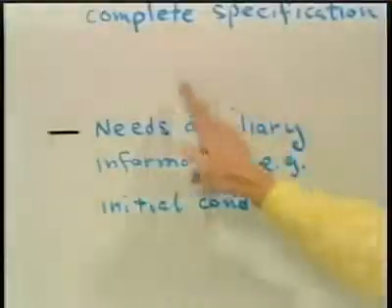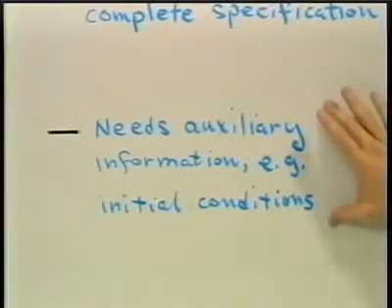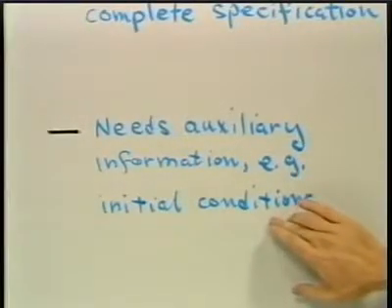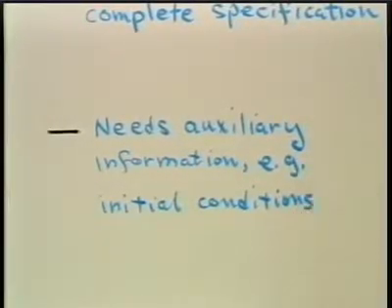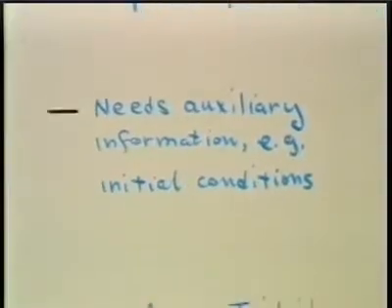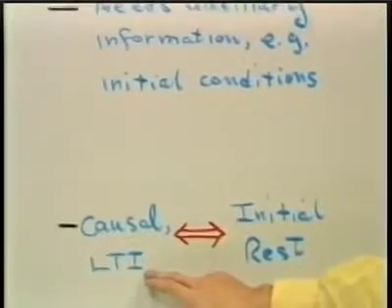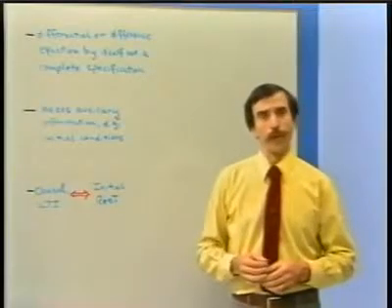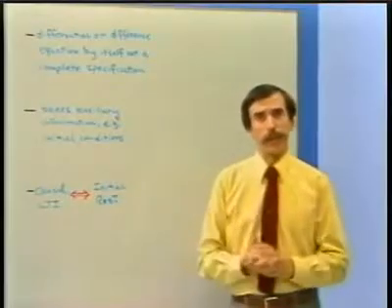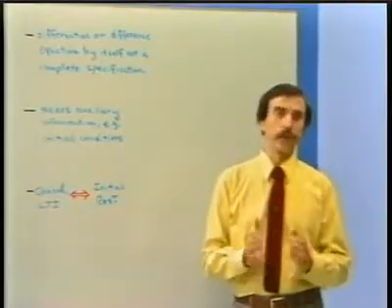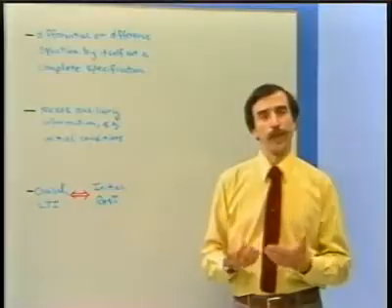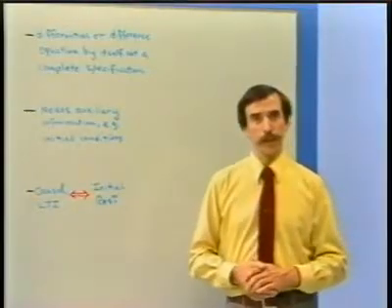Well, the auxiliary information, namely the initial conditions associated with the system being causal, linear, and time invariant, are the conditions of initial rest. And in fact, for most of the course, what we'll be interested in are systems that are causal, linear, and time invariant, and so we will be assuming initial rest conditions.